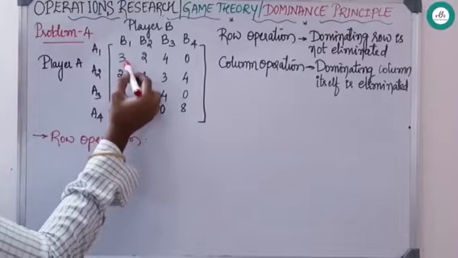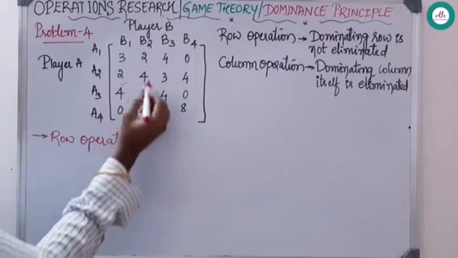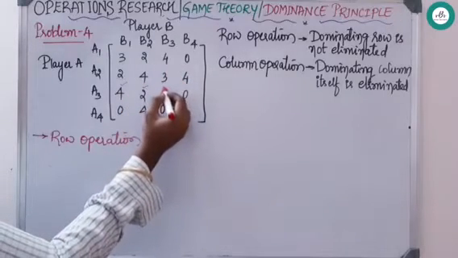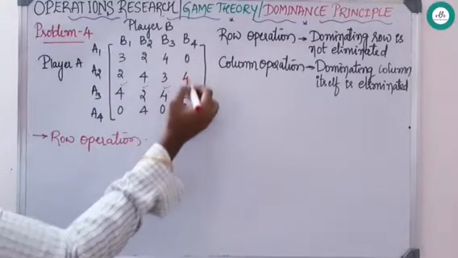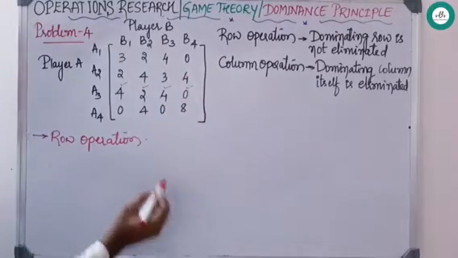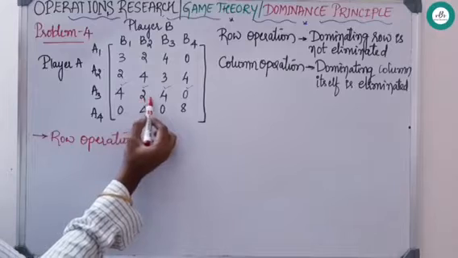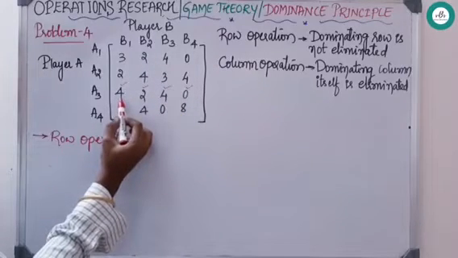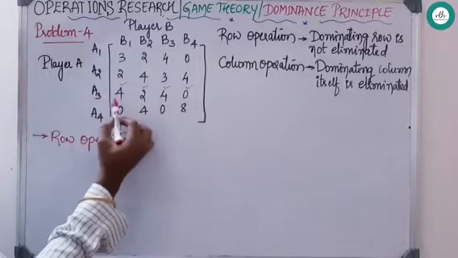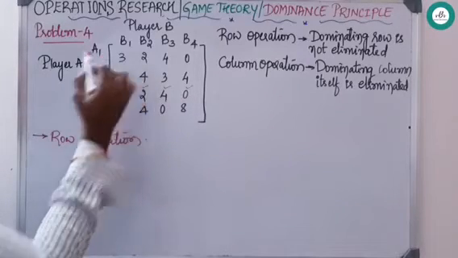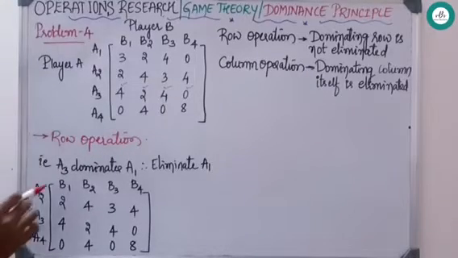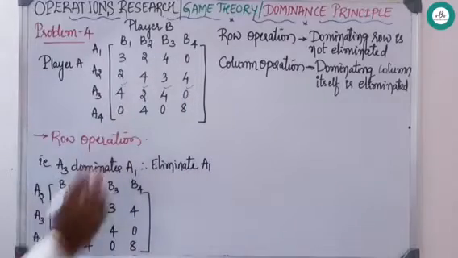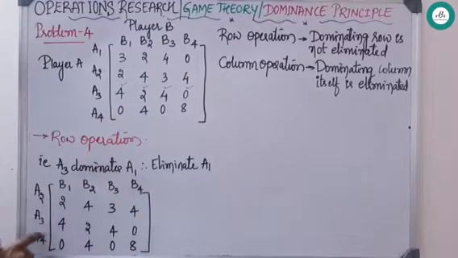So with this 3 and 4, 4 is dominating. 2 and 2, it is equal, will consider. 4 and 4, it is equal, consider. 0 and 0, it is equal, consider. So have a look, all these 3 elements are equal, but since only one element is dominating, we will consider A3 dominates A1, therefore eliminate A1. So after eliminating A1, we have A2, A3 and A4.